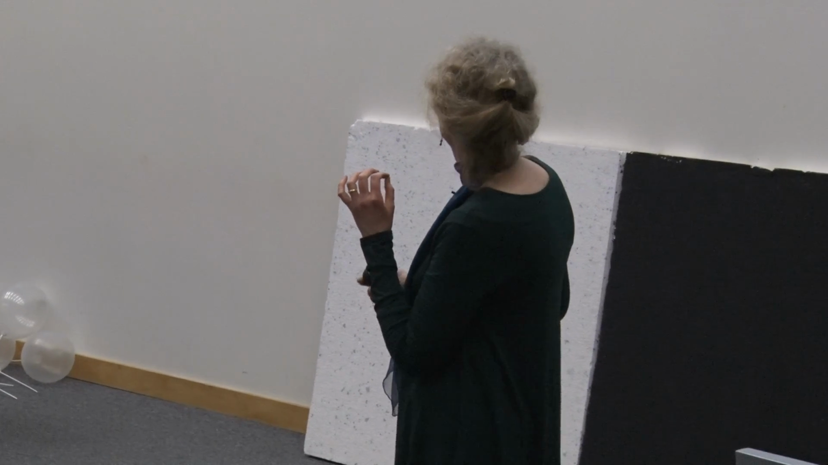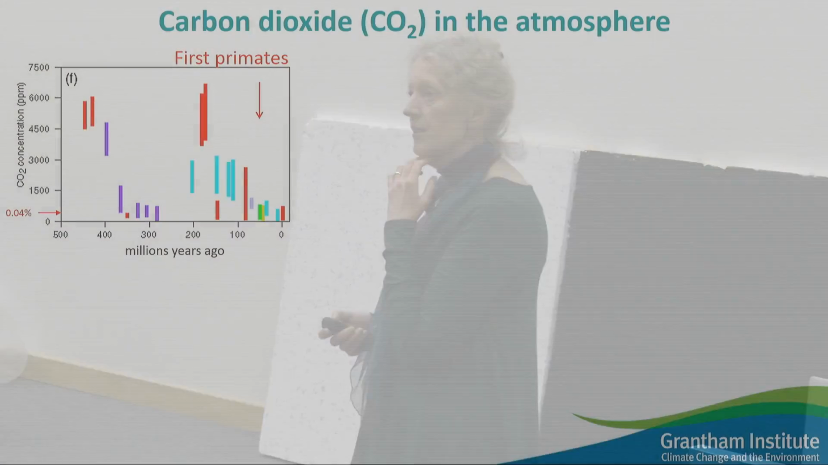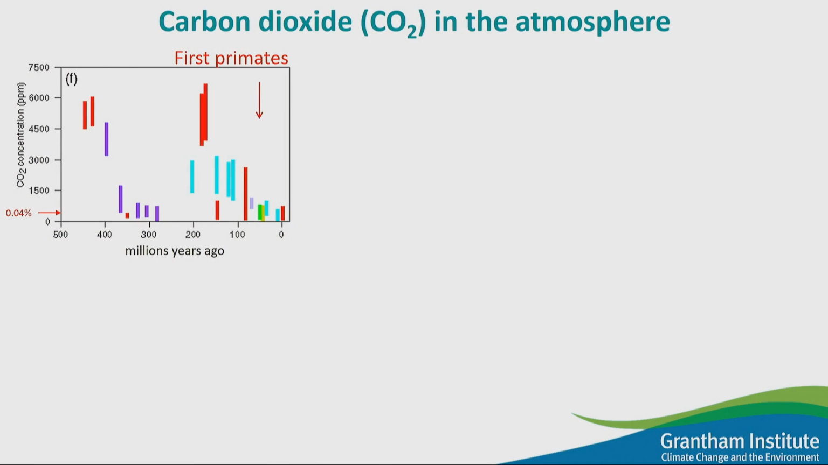So it's all natural then, is it? Well, of course, but we've got to put this in context. The first primates didn't appear on Earth until 3 million years ago. So life as we know it today hasn't existed in concentrations of CO2 anything like as high as that.